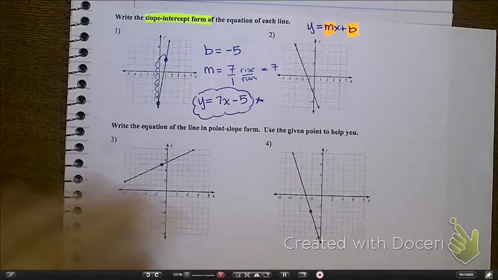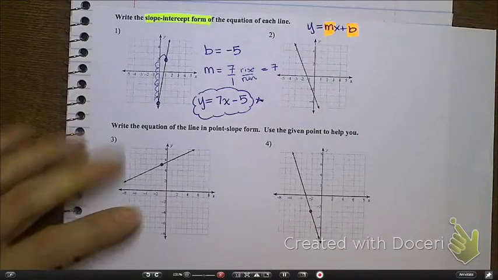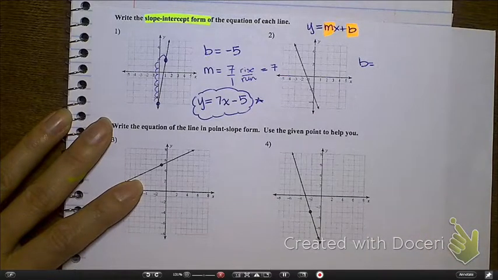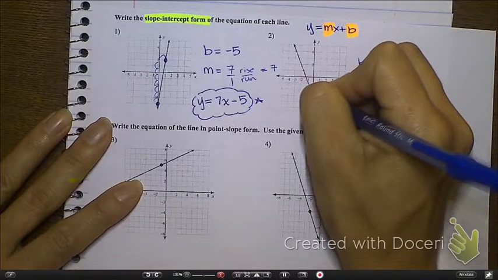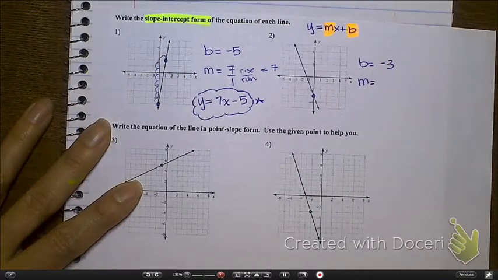Okay, so let me call on somebody. Okay, Aries, what do you get for your y-intercept? -3. Okay, good. So we should have got -3 for our y-intercept. Okay, now for our slope.